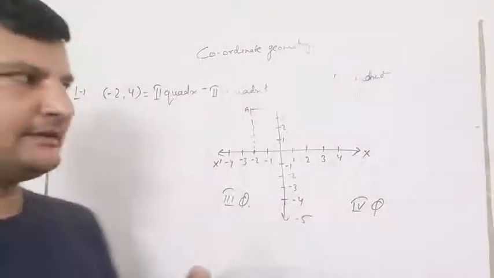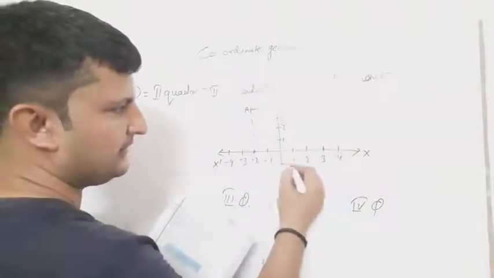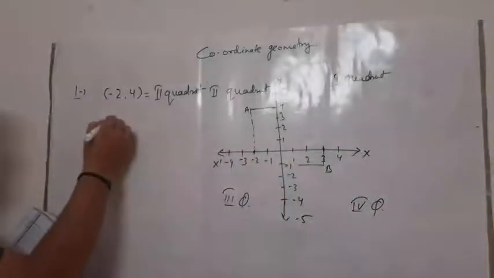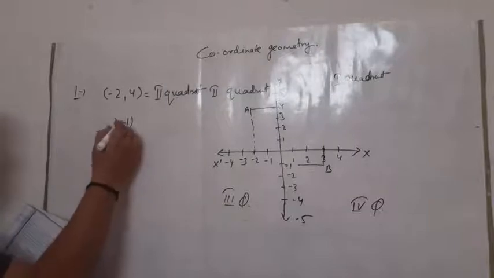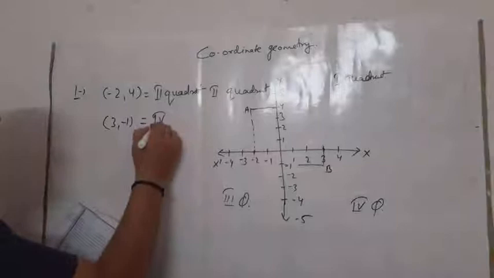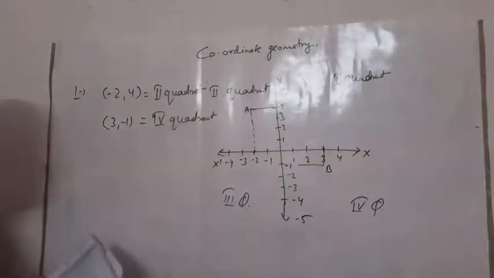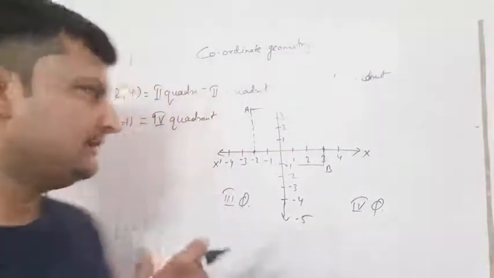Second point is (3, -1). Where is the 3? +3, and second is -1. This point lies here. So you can write (3, -1) lies in the fourth quadrant.